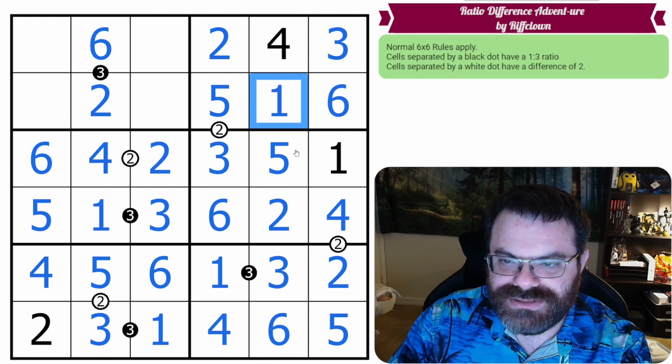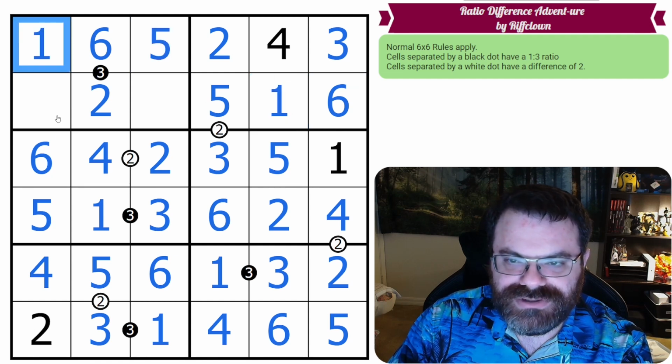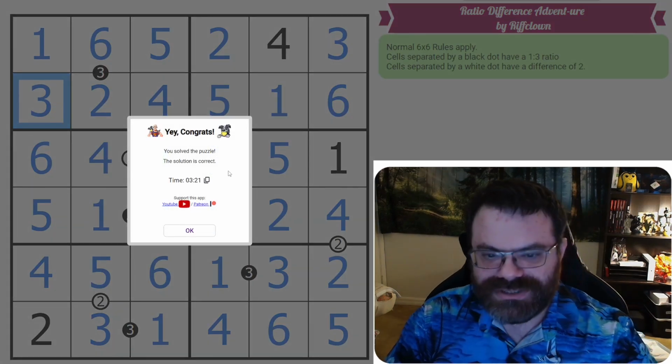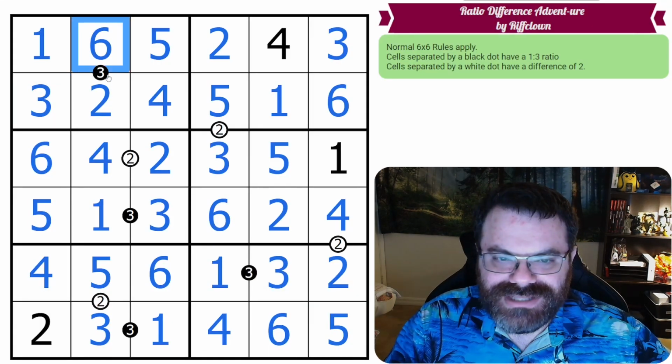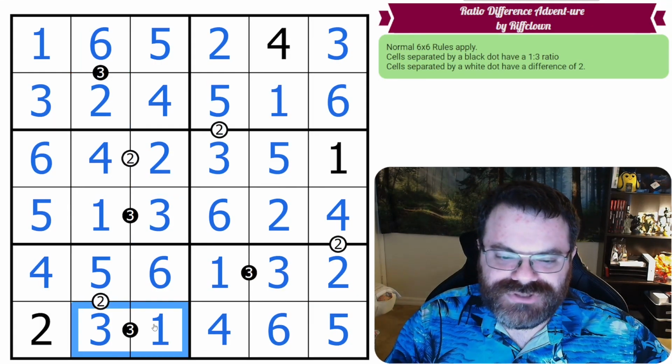3 and 6 there. This is a 1. And then I need a 5 and a 1 up here. And I need a 4 and a 3. They go like this. And I have the correct solution. Nice. So thanks, riffclown. That was a fun puzzle. I like the demonstration of a few different tricks you can do with these.